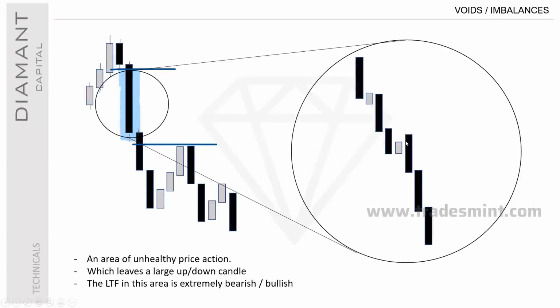Now, this really is unhealthy price action because you've got such a large gap in the market with no orders, either up or down candles. You've just got a massive move in that direction. And what usually happens is price likes to aim for that area as a draw on liquidity. So a draw on liquidity is when price sort of gravitates to that area.